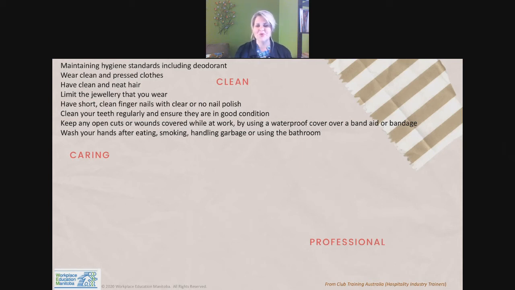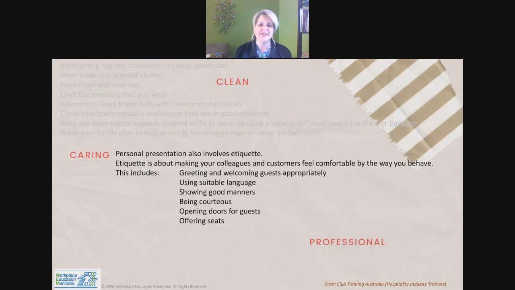And then of course your companies would have their own standards on the cleanliness once you're there, right? Using the washrooms, how to deal with injuries and so on. In that caring, this is the part where we're talking about personal presentation. How do I present to the customer? So how I present myself and my own cleanliness is one thing. And then how do I present a caring attitude?